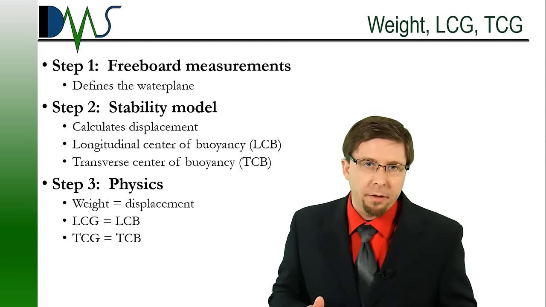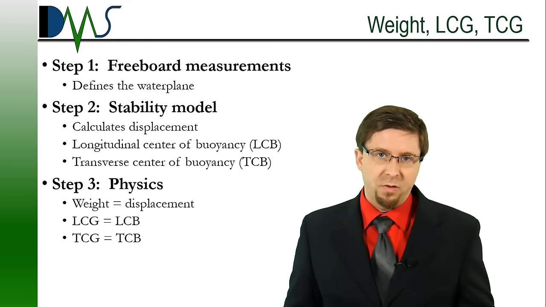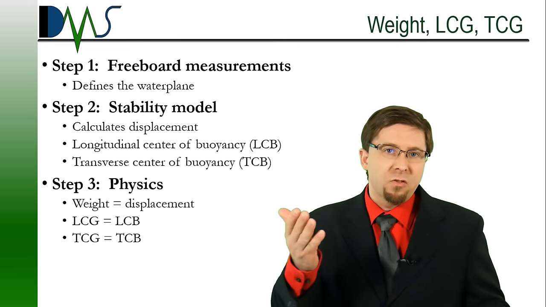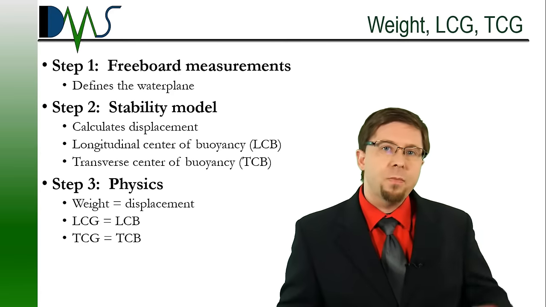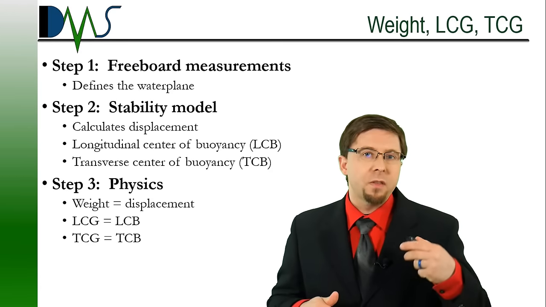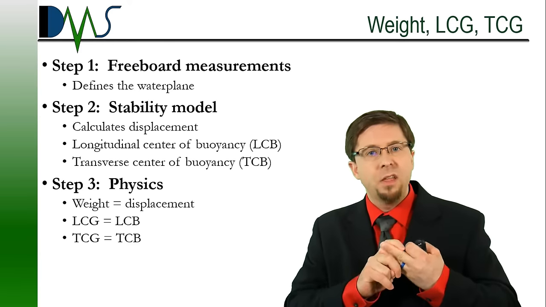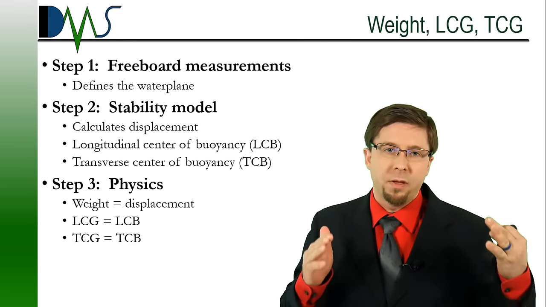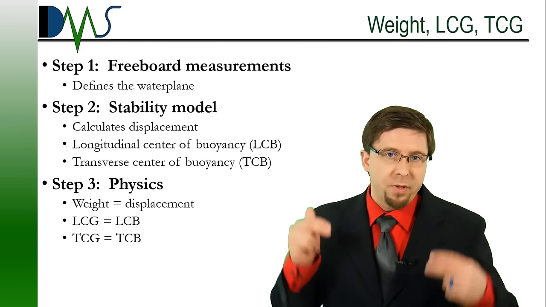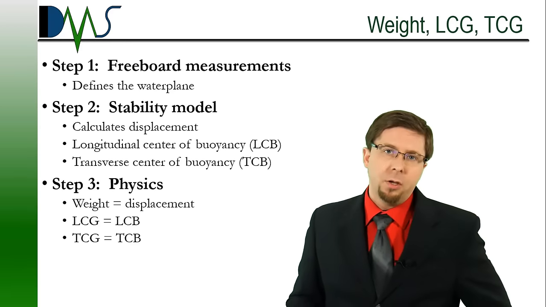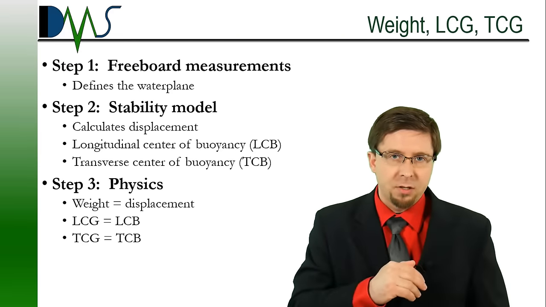So the first thing we need to calculate is our weight, LCG, and TCG. This comes from the freeboard measurements. We use the freeboard measurements and the vessel drawings to calculate the draft at several locations along the vessel length. Based upon those individual sample points, we can simultaneously solve to determine the vessel's draft, trim, and heel. This completely defines the current water plane for the vessel. Once we have that current water plane, we punch that information into the stability model. It then uses interpolation with that water plane to determine what the actual water level is at each of those individual sections along the length of the hull.